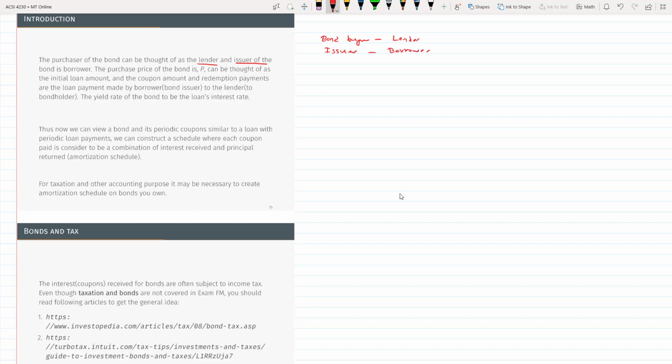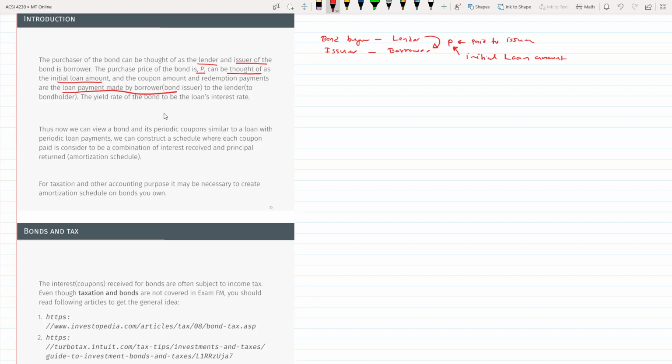The purchase price of the bond, P, can be thought of as the initial loan amount. So the price P is paid by the buyer to the issuer. This can be thought of as the initial loan amount. And the coupon amount and redemption amount payments are the loan payments made by the borrower.